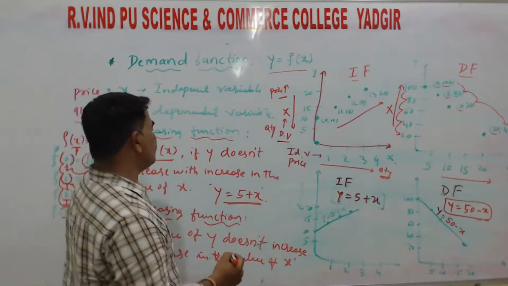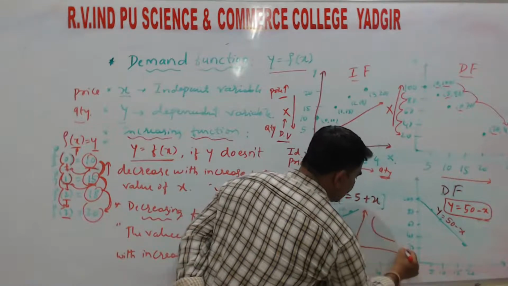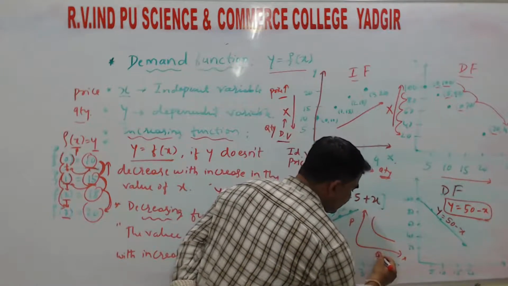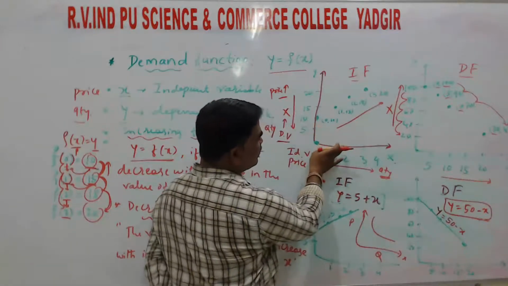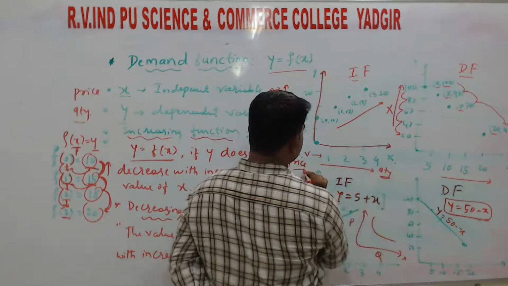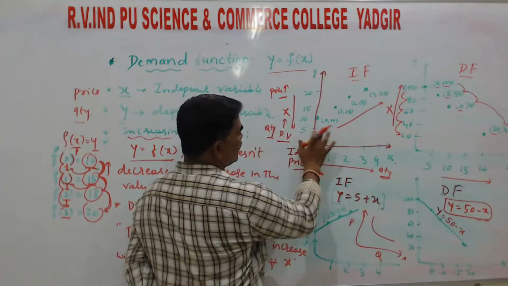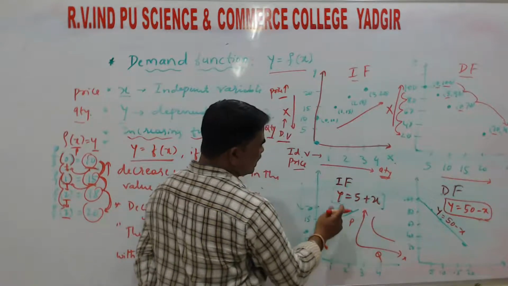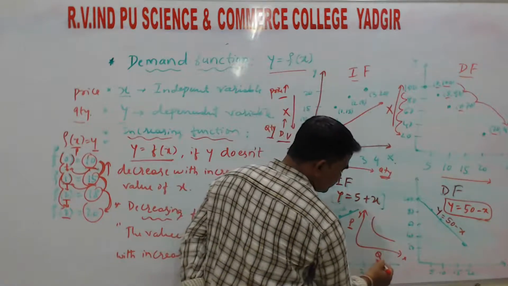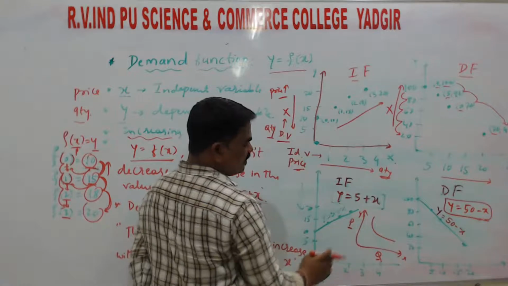If you see the demand curve here, on the y-axis we are taking price, and on the x-axis we are taking quantity. So it is exactly opposite to what we have done here. Here we have taken the independent variable price, and on the y-axis the dependent variable quantity. Correct? But in the demand curve, in economics, we will take the value of price on the y-axis, and the value of quantity on the x-axis. We will do exactly the opposite of this in economics.